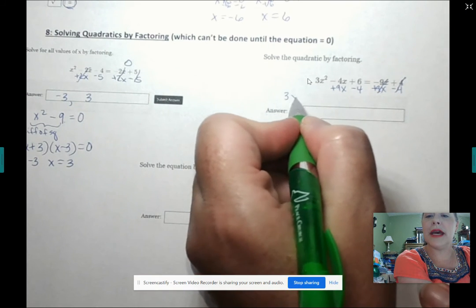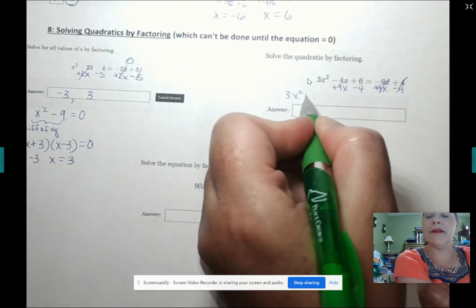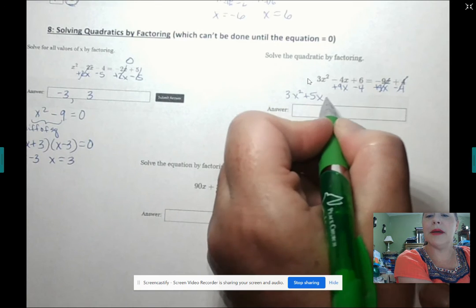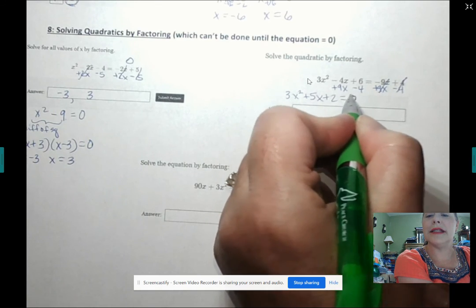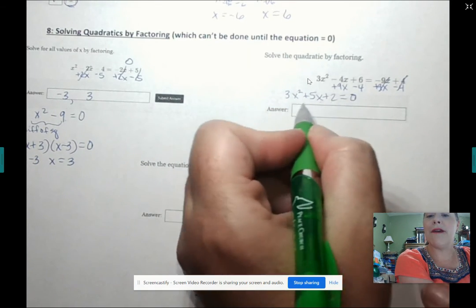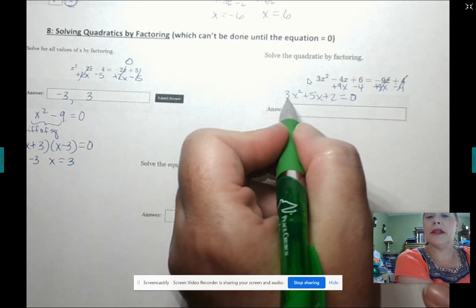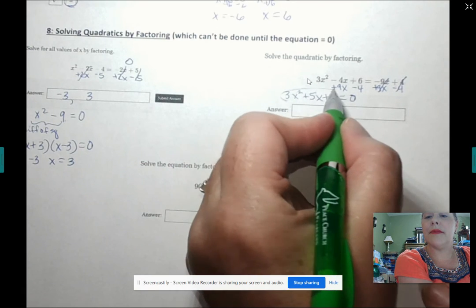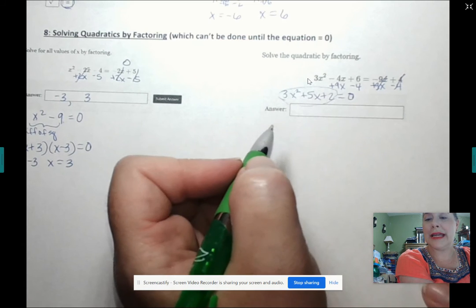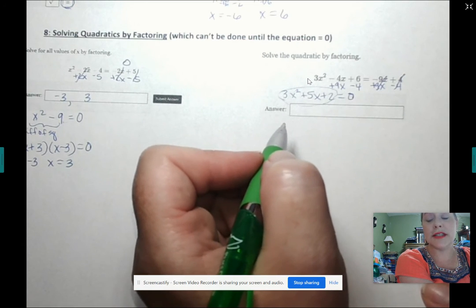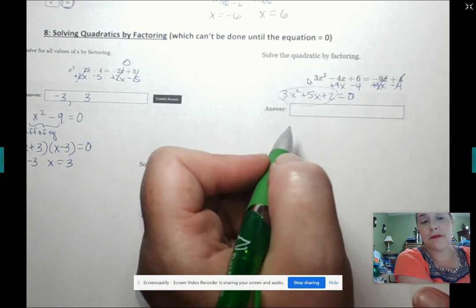So I end up with 3x squared. These combine to be a 5x, and these combine to be a +2, and it is now solvable. So I'm going to factor this side. So this is not a trinomial where there's anything I can take out as a greatest common factor. There's just not. Always look for that first.